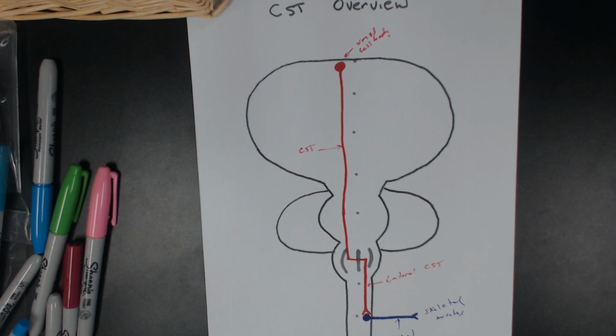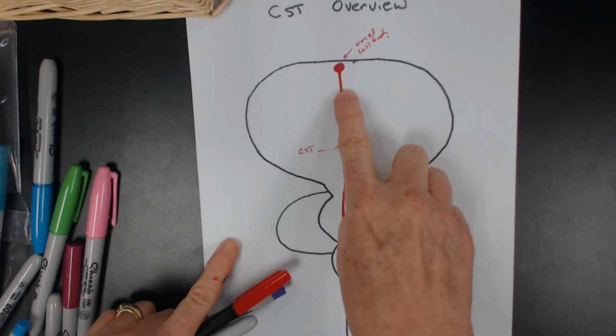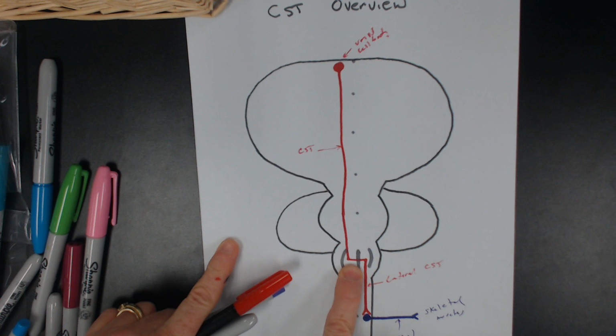Any other questions? Yes, Ellie? Is that all just one neuron? It's not a neuron, it's an axon. Yeah, it's only one axon. That axon comes out of this upper motor neuron cell body, travels straight down until it gets to the level of the pyramids, decussates, and then comes down.